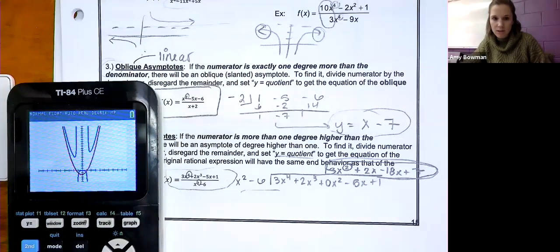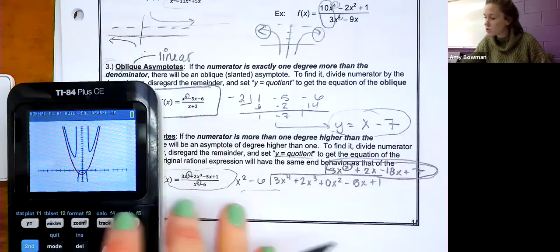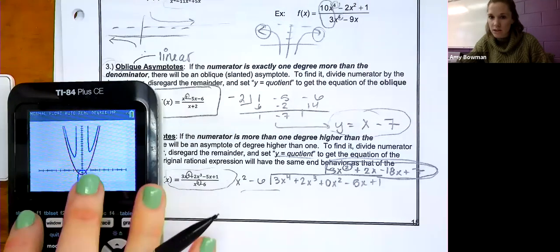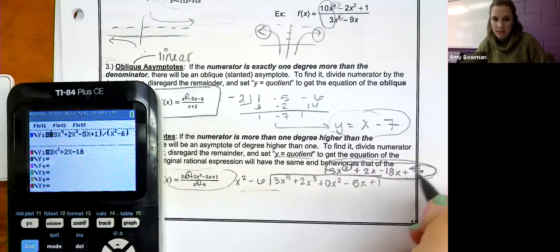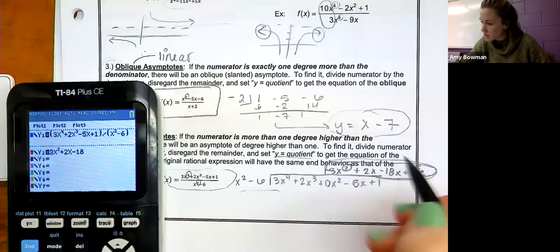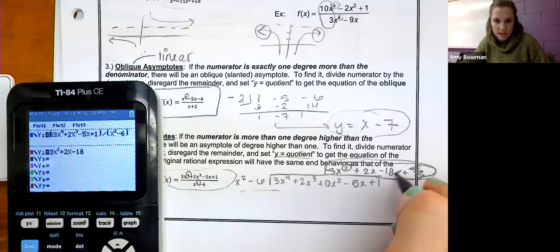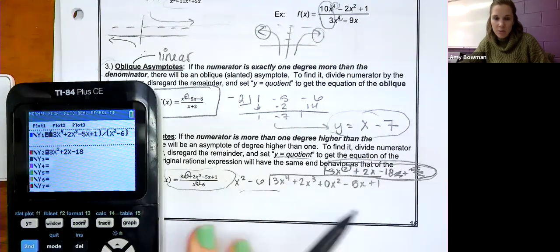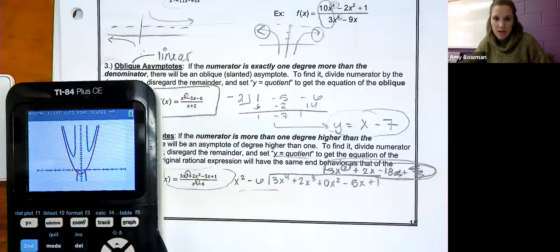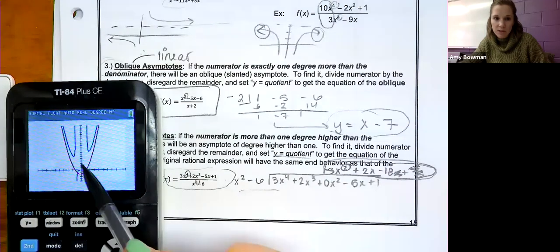Okay, so I paused here to type in the equation of the quotient, which is 3x squared plus 2x minus 18. I made a mistake there. That's not 18x. So I type that in and look what happens on the graph. So we see the red parabola. That's my asymptote. It's okay for that to overlap with this piece of the function.